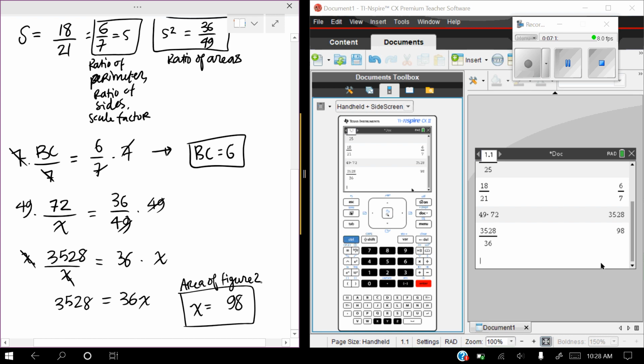And so that's how you use sides, perimeters, and area of similar polygons and ratios to solve those problems.